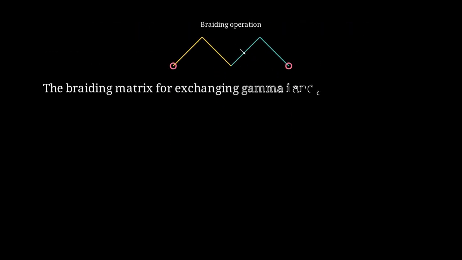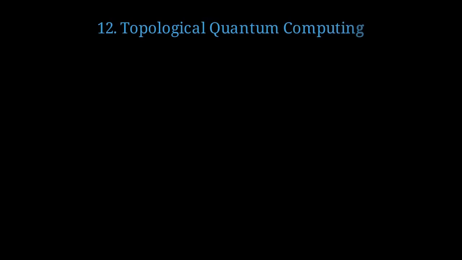The explicit form of the braiding matrix depends on which Majoranas we exchange. The braiding matrix is U ij equals exponential of theta times gamma i times gamma j, where theta is typically pi over 4. Non-Abelian statistics makes Majoranas ideal for topological quantum computing, where information is protected by topology.